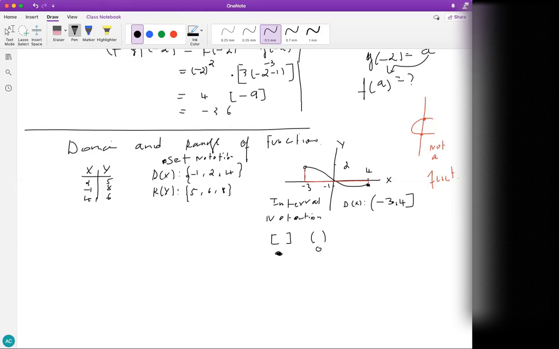So if I said, give me some numbers that belong to this domain. Okay, does 1 belong to this domain, to this interval? Is 1 in this interval? Everybody, I want to hear from all of you. Is 1 included in this interval, if you look at the graph?